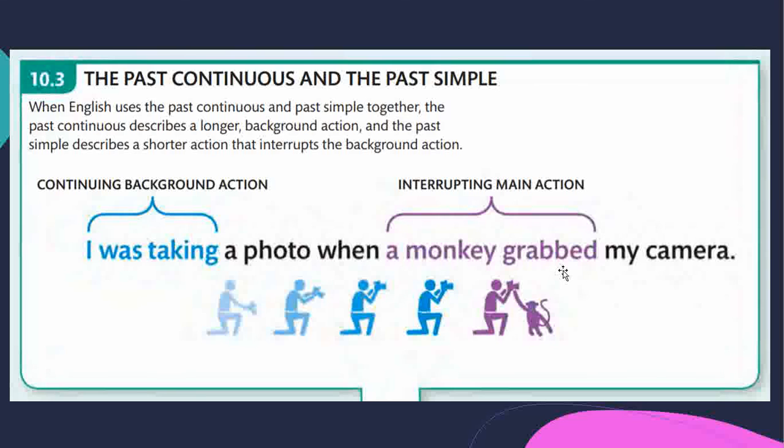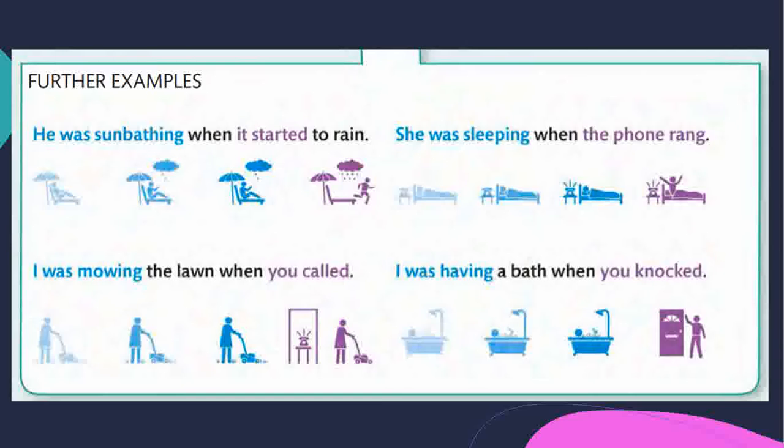When you are writing stories, you need to construct sentences in this manner using your continuing background action and the short interrupting action. The continuing background action is a past continuous tense, and the interrupting tense is the simple past tense. Let us see a few sentence structures. He was sunbathing. So this is the past continuous tense or the background action. And then let us see the short term action. When it started to rain, simple past tense. It started is simple past tense.